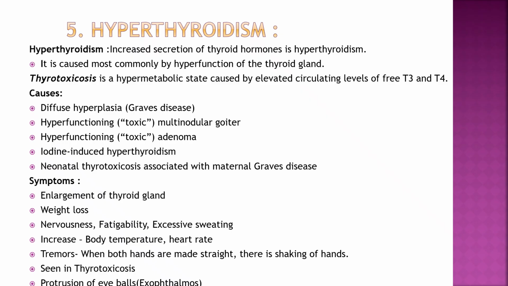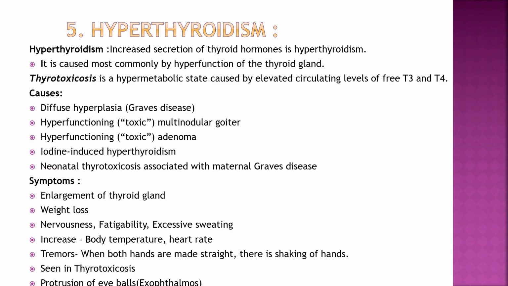Hyperthyroidism is increased secretion of thyroid hormones, mostly because of hyperfunction of the thyroid gland. Thyrotoxicosis is a hypermetabolic state with elevated levels of T3 and T4. The causes of hyperthyroidism are diffuse hyperplasia, also called Graves' disease, toxic multinodular goiter, toxic adenoma, iodine-induced hyperthyroidism, or neonatal thyrotoxicosis because of maternal Graves' disease.